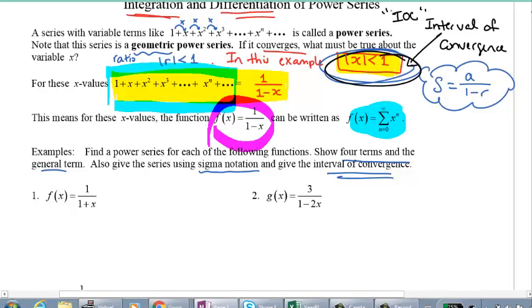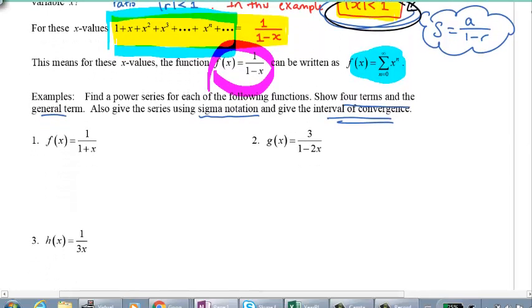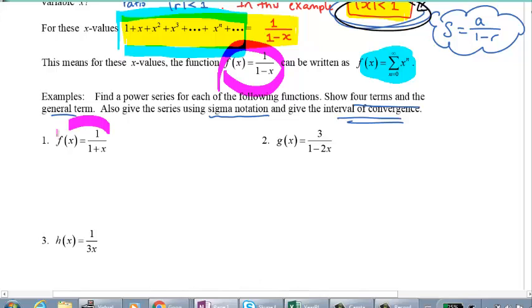So, looking at this now, I will ask you, in example number 1, to compare. So look at this and look at that. What is different? I hope you can see the only difference is this is minus x, this is plus x. And that's the ratio part. So notice I can say this is a geometric series. Okay. The a value, the starting value, is still 1. But the common ratio now has changed. Instead of it being x, this time it's negative x. Right? Can you see that? If I rewrite this as 1 over 1 minus negative x, see that format? So x became negative x.